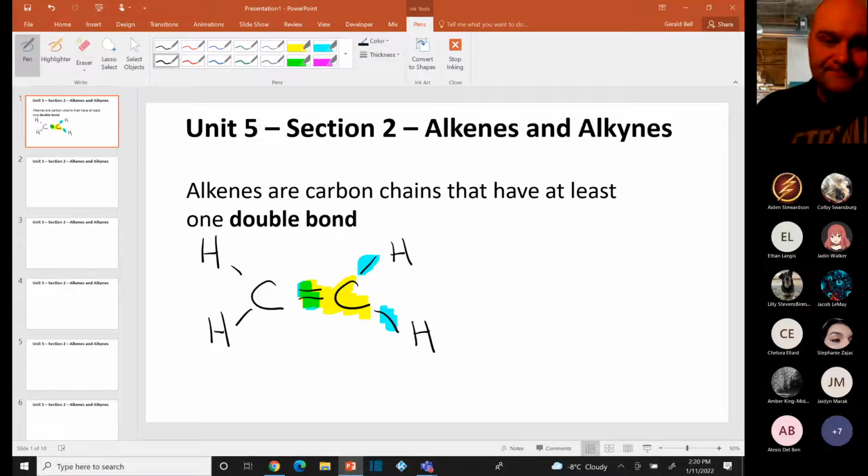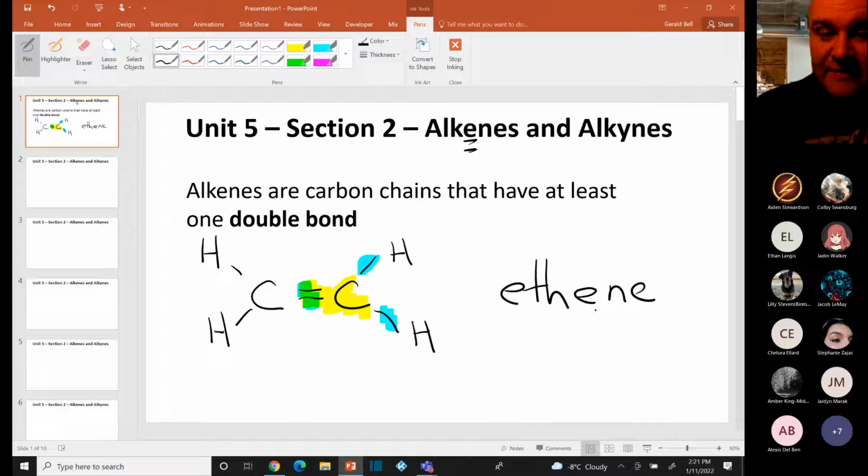Now, our name. Because we have 2 carbons, we're going to use eth as our beginning prefix. And our ending is now changed. Because it has a double bond, this ene is going to represent double bonds. So by writing ethene, I'm showing that we've got a compound that has a double bond in it. So that is your simplest alkene, ethene.